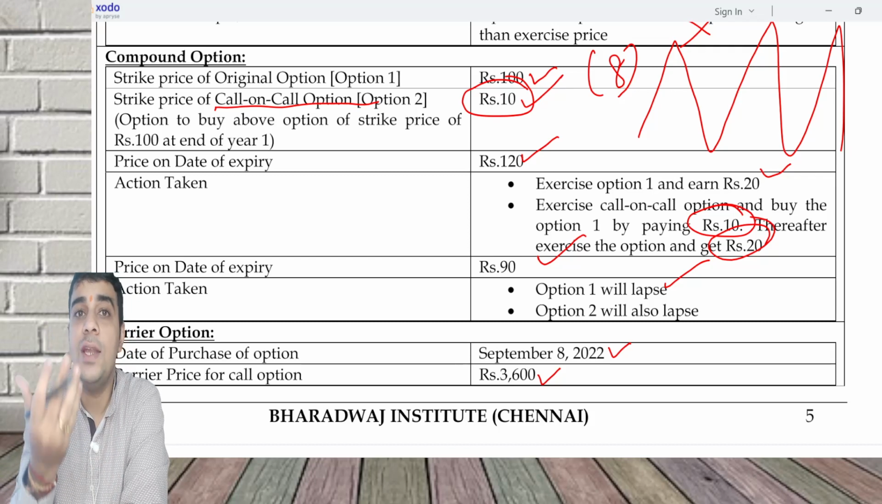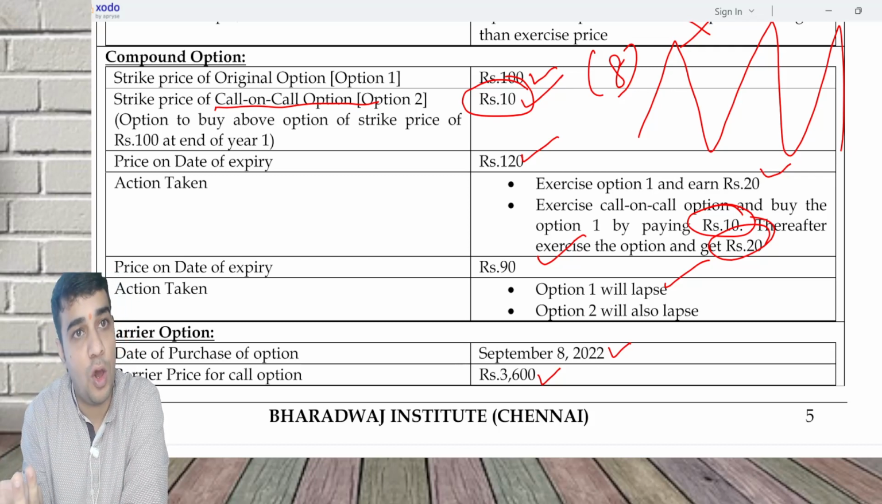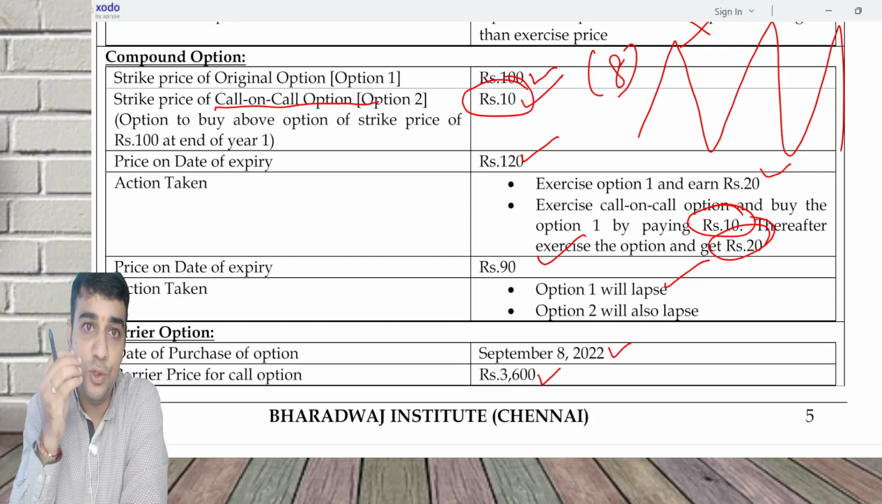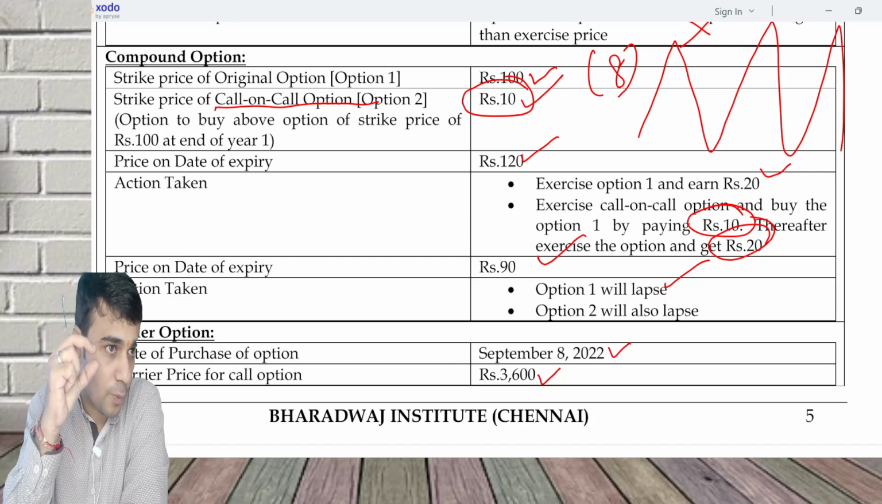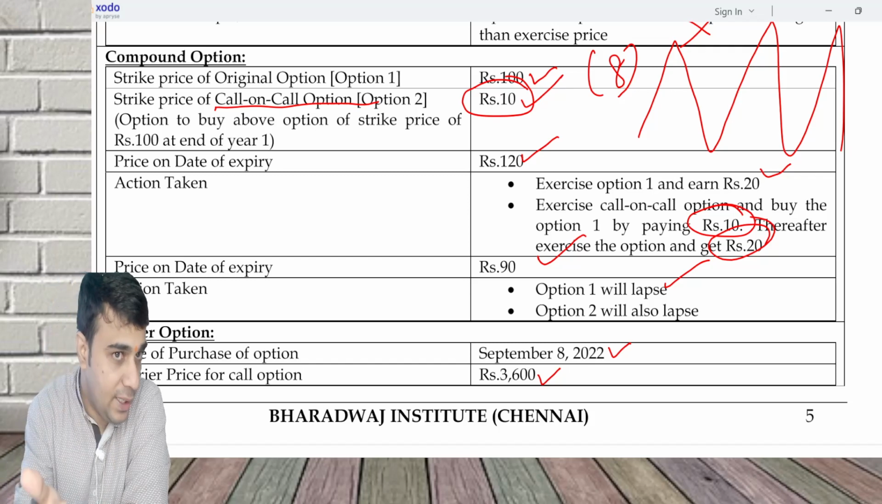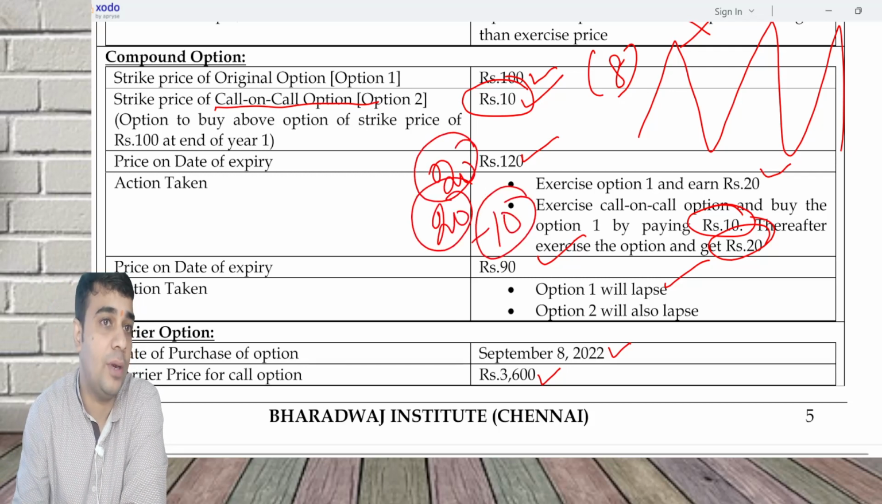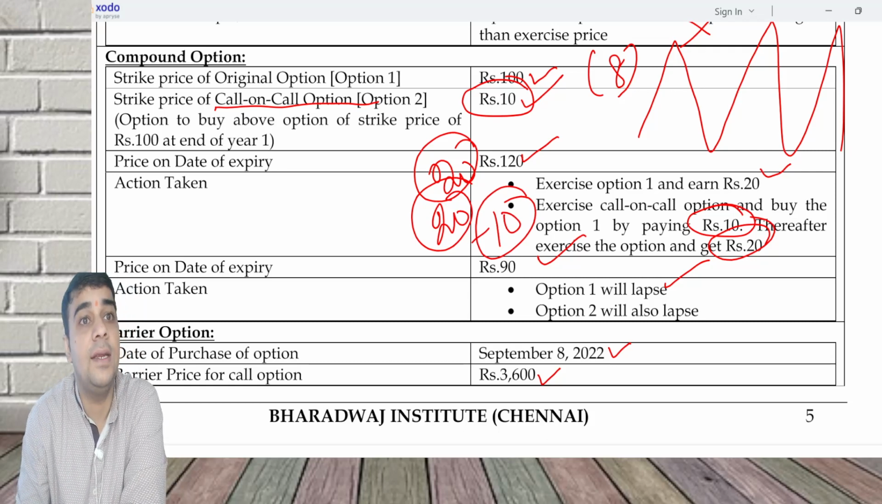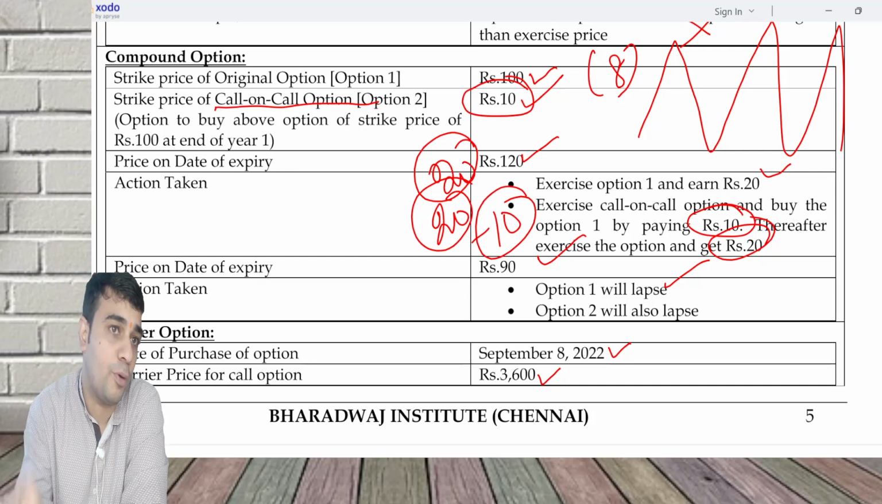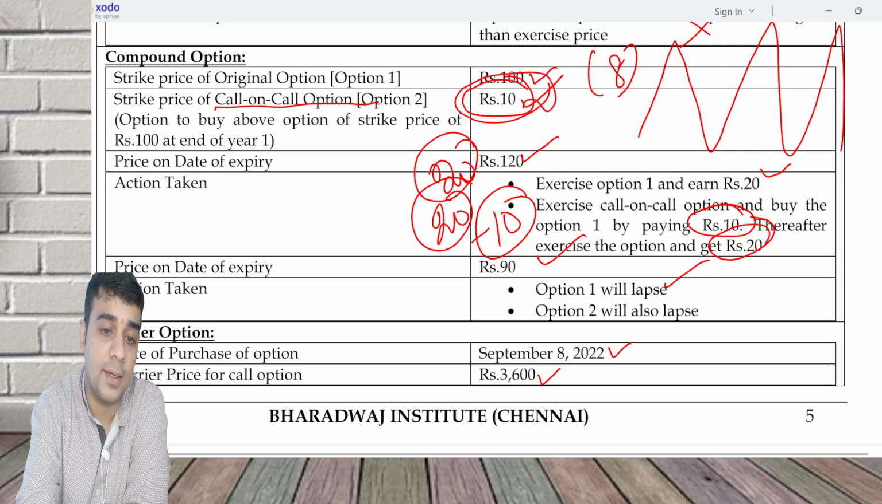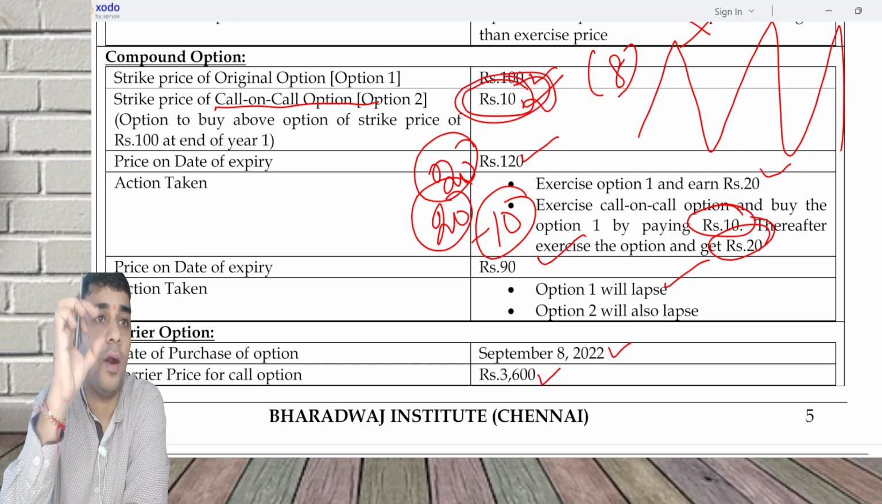Basically, if the call option is good on the last day, you will use that second option which you got, call on call option, buy the call option, immediately exercise. So here 20 rupees on the first option, 20 rupees on the second option, and pay only 10 rupees. So you're indirectly earning 30 rupees. It can be call on call, it can be call on put, it can be put on put, it can be put on call. Depends on the terms of the agreement. Understand that call on call option is a product.